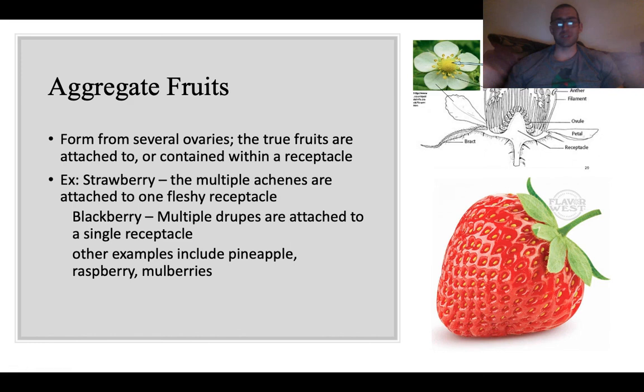So examples of our aggregate fruits are our strawberry that I talked about there, blackberries, pineapple, raspberry, mulberries. Those are all examples of aggregate fruits. So they're made from several ovaries, whereas our simple fruits are developed from one single ovary. And that is it. So hopefully that's not too overwhelming.